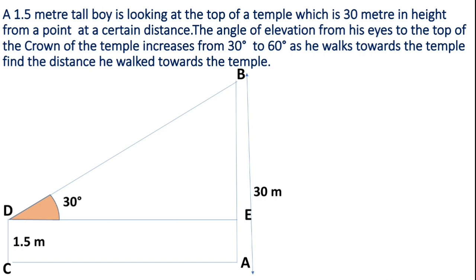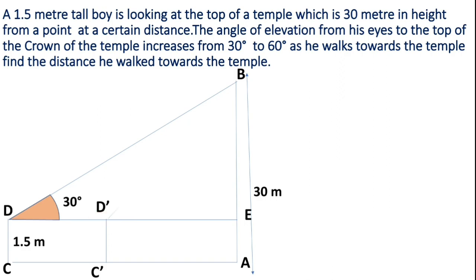After that, CD indicates the boy's position. Now from here the boy is moving towards the temple. We don't know how much distance he is traveling. Just consider the new position as C dash. So from C dash, C dash D dash indicates the new position of the boy.